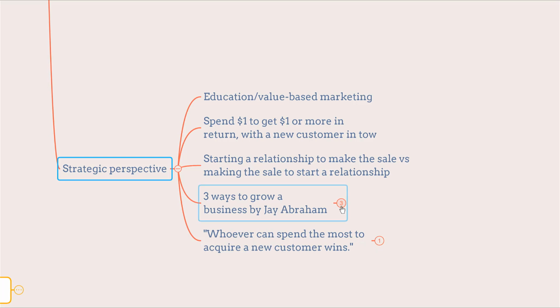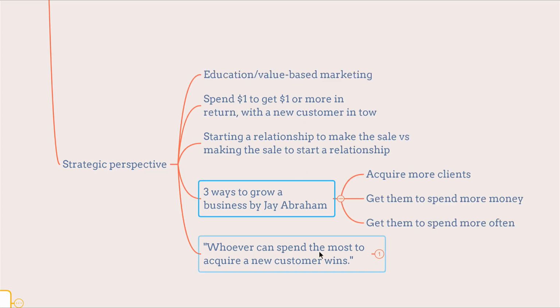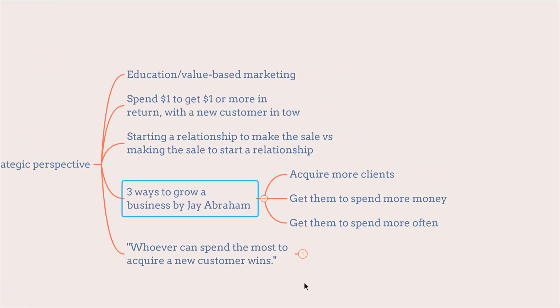And based on Jay Abraham, who is one of my favorite business mentors, there are 3 ways to grow a business. It is really simple. Acquire more clients, get them to spend more money, get them to spend more often. Basically, everything can be done by using your email marketing services very effectively, because you can use your lead magnet to acquire more clients, and you can write daily or weekly or monthly emails to get them to spend more money and spend more often by building and nurturing a great relationship with them.